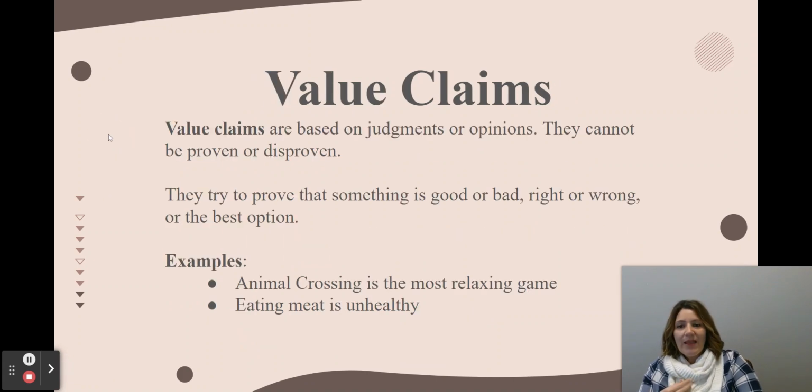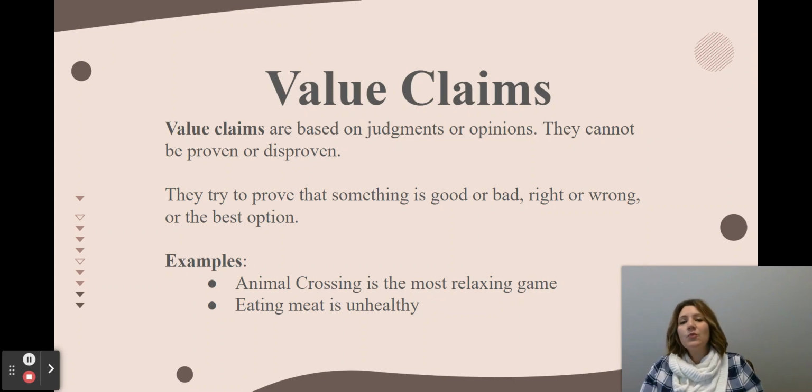The other type of claim is the value claim. This is where students get into trouble when they're doing research for a history project and trying to produce resources. Value claims are difficult because it's when the author has a judgment or an opinion, and the claim can't be proven or disproven. Somebody could say Animal Crossing is the most relaxing game, right? I could say no, it's Fortnite. But I could build a case that Animal Crossing is the most relaxing. Or eating meat is unhealthy. Well, there are also studies that say eating meat is fine, and you need protein, all of that stuff.